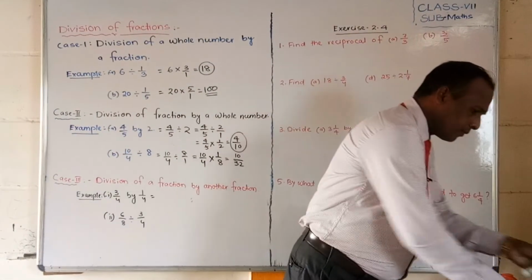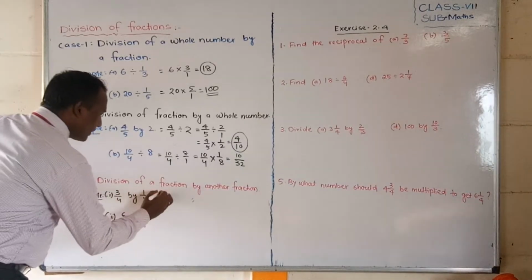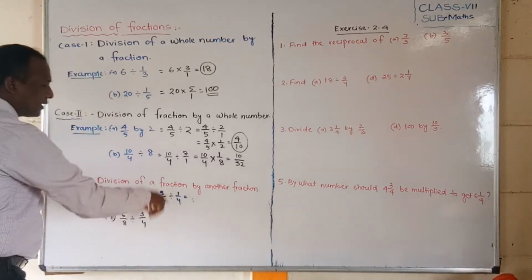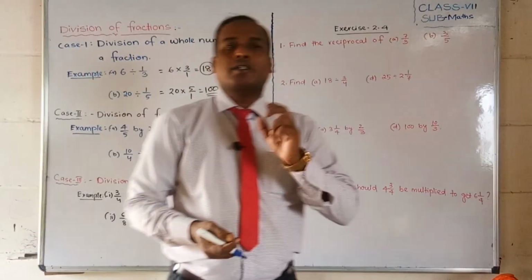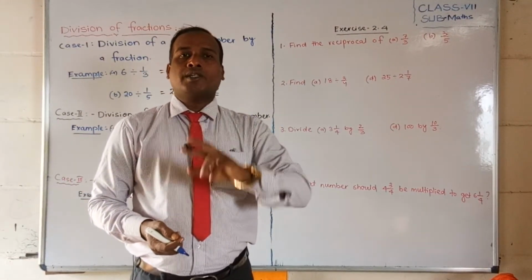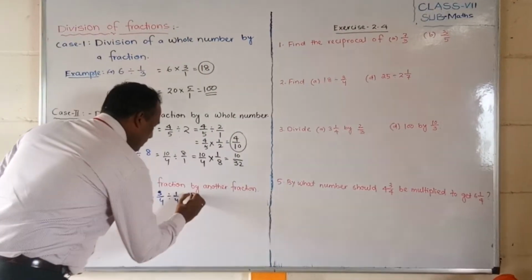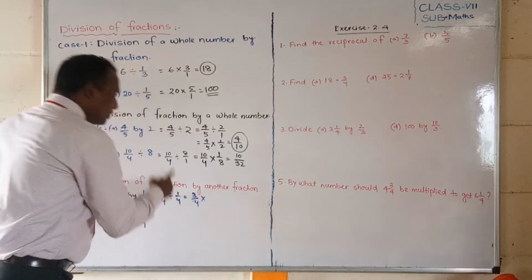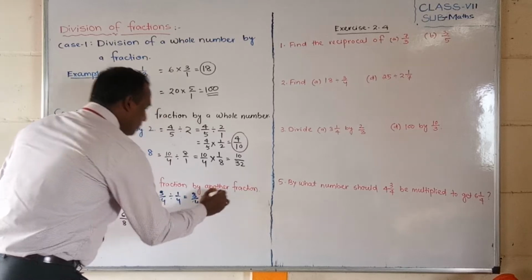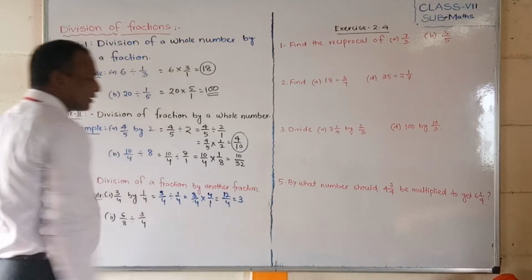Look here, students: 3 by 4 divided by 1 by 4. So we write 3 by 4 division 1 by 4. I told you, whenever we divide, the divisor will be changed: the numerator becomes the denominator and the denominator becomes the numerator. That means its reciprocal. So we multiply by the reciprocal: 3 by 4 into the reciprocal of 1 by 4, which becomes 4 by 1, and multiply as usual. 3 times 4 is 12 by 4. If you simplify, you will get 3.